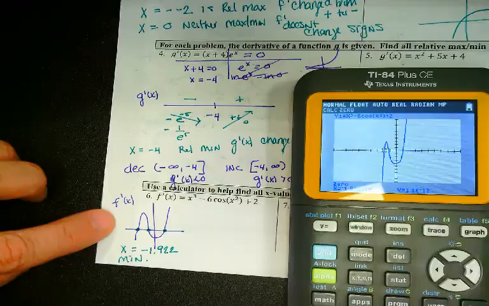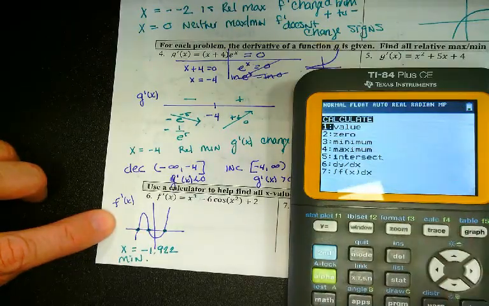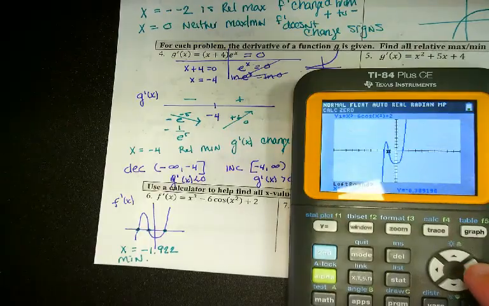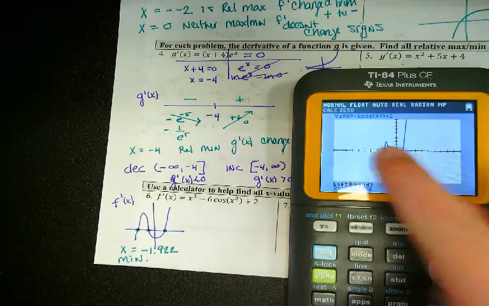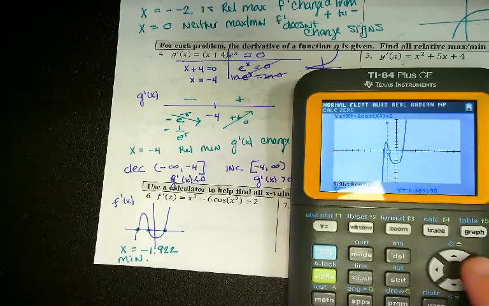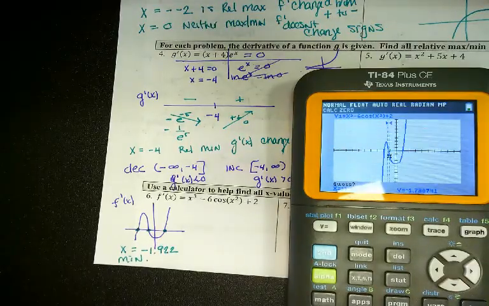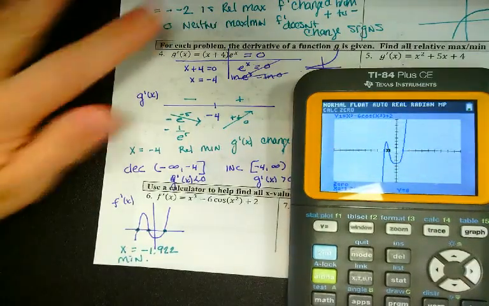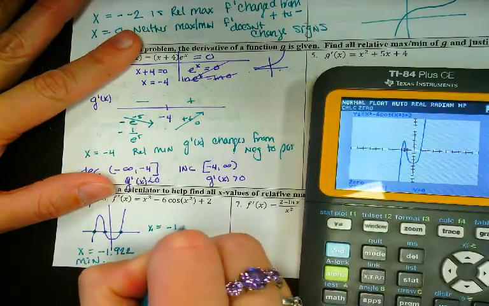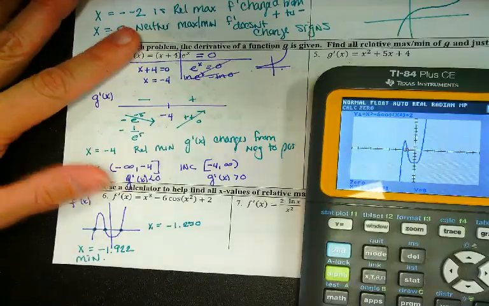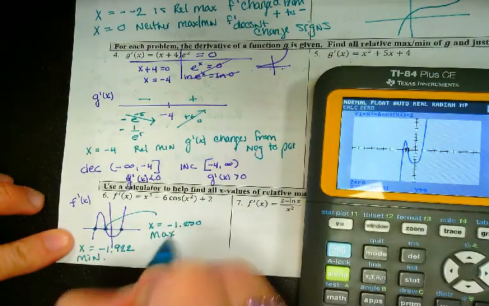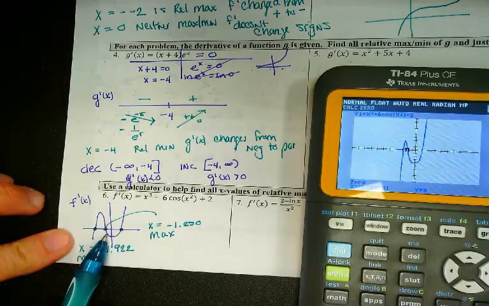And then you'll get the next one, just play the same game, second trace 0. Get close to that next point, and then play the left-right game. Go on the left side of it. Go on the right side of it. I'm getting negative 1.250. This one would be a relative max, because f prime is changing from a positive to a negative.